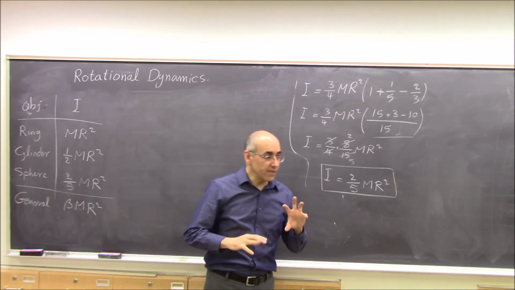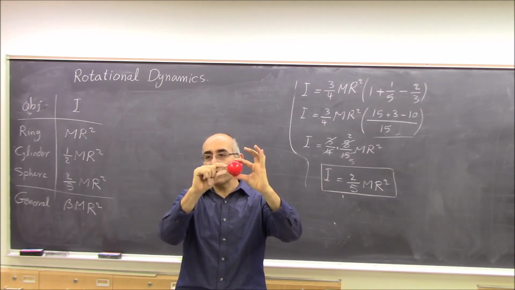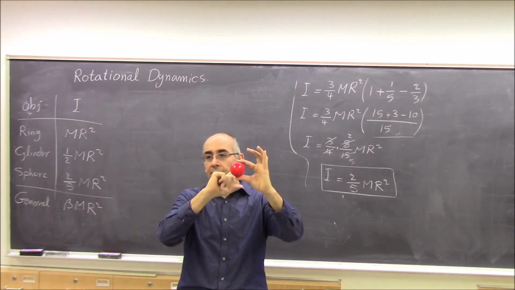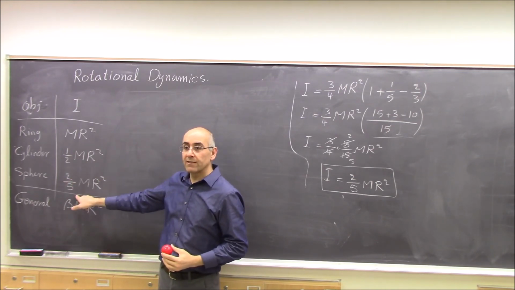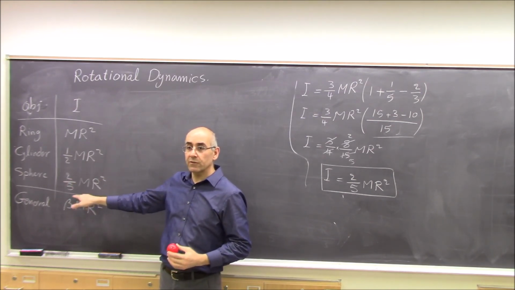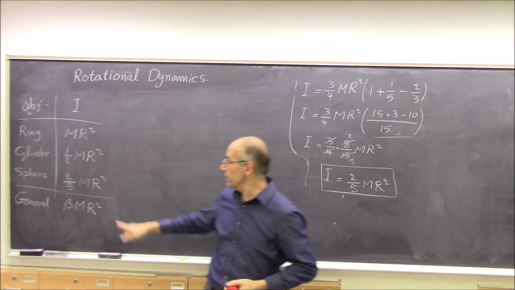But if you look at a sphere, any axis that you take, there's more mass closer than farther away. That gives you a smaller factor than 1/2. So the closer the mass is to the center, to the axis of rotation, the smaller this value is.